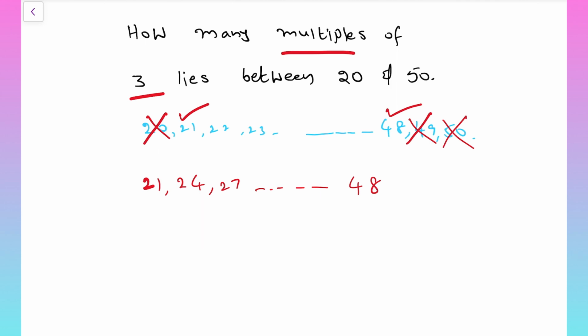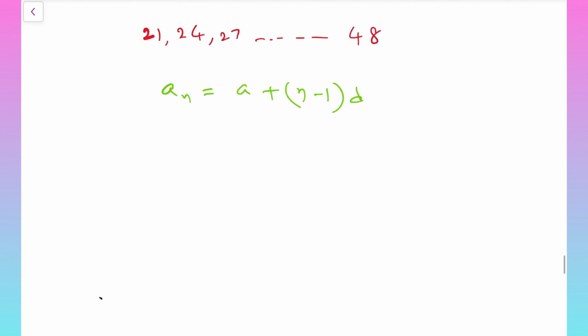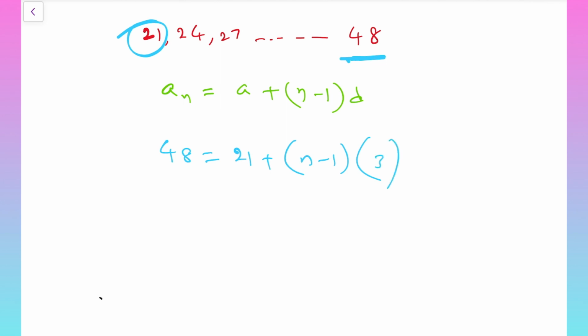So the formula is the nth term formula: an equals a plus (n minus 1) into d. Now if you observe this clearly, here the last term is 48, right? That will become an equals the first term 21 plus n, the value we need to find out, into the common difference. We are finding the multiples of 3, so the common difference will be 3 only. Of course, if you want, you can also find it from the second term minus the first term, you'll get the same value anyway. So take this 21 to the left side.